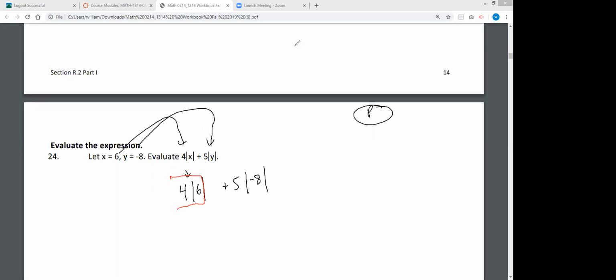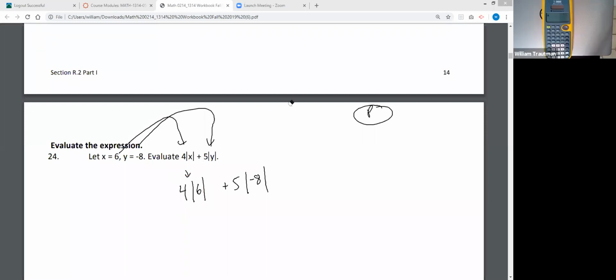Multiplying. Yes, thank you. When there's nothing between, the same thing with a parentheses. If I have 2 parentheses 2, it means multiply. If you don't see anything, there's an invisible multiply. So there's an invisible multiply here. But we do everything in the parentheses first.